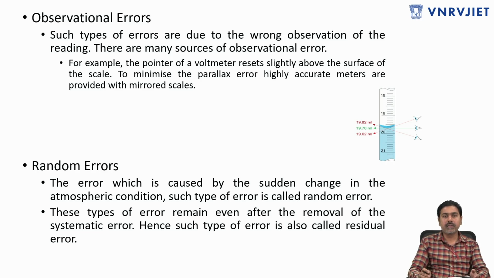And the random errors are basically those which are not properly predictable, and they are unavoidable and unknown. But mostly the random errors can be approximated but cannot be exactly defined. So avoiding random errors is very difficult, but we can approximate and minimize them.